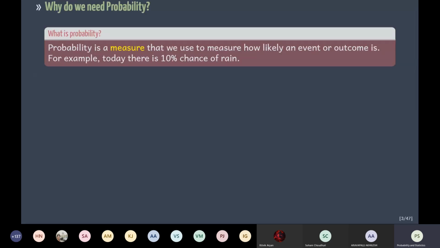Okay, so what is probability? It's a measure that we use to measure how likely an event or outcome is. We will define what is an event or outcome. In simple terms, for example, there is a 10% chance of rain. These are like measures. There's a 10% probability that it will rain today.